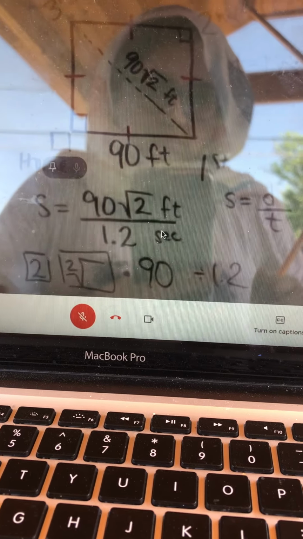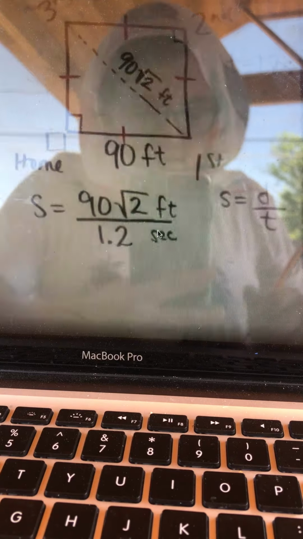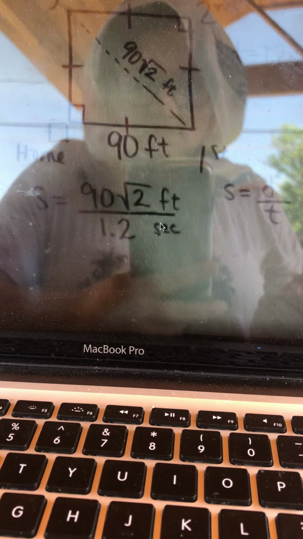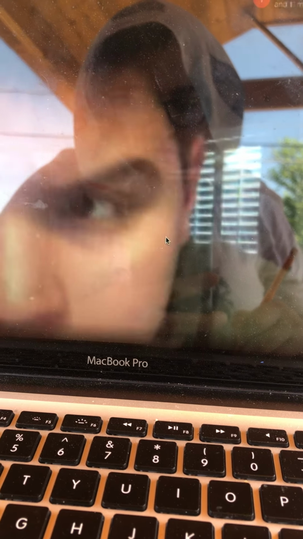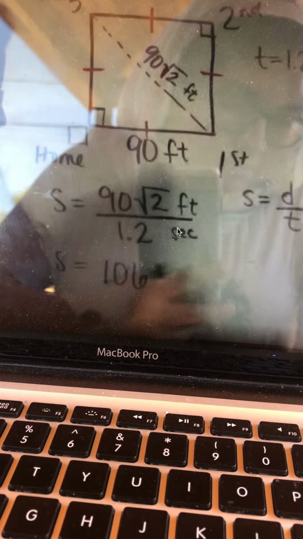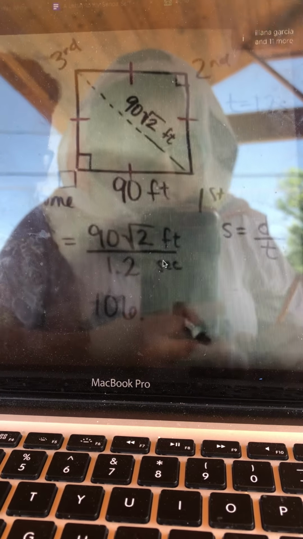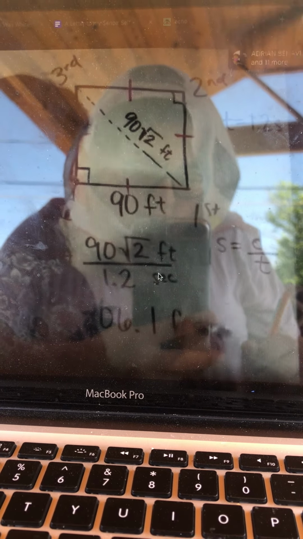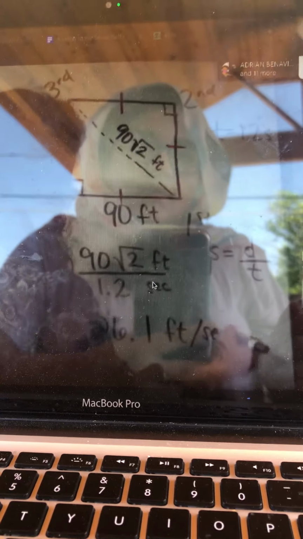Exactly? No, so you go to the nearest 10. What's here? 106.1, yes, because it's a 0, 6. So to round to the nearest 10, it's a 1. And this is feet per second.